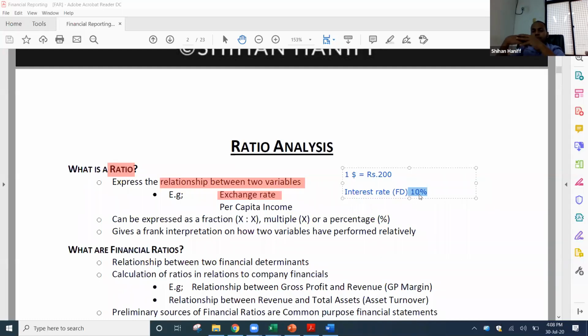And this can be expressed in different ways. The ratio can be expressed mainly in three different ways. One is as a fraction, like 2/3, 1/4, right? Or else as a multiple, number of times, 5 times, 2 times, 3 times, or else as a percentage, like here. Okay, so there are different ways you can present the ratio.